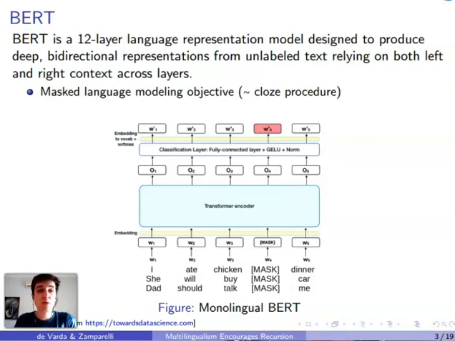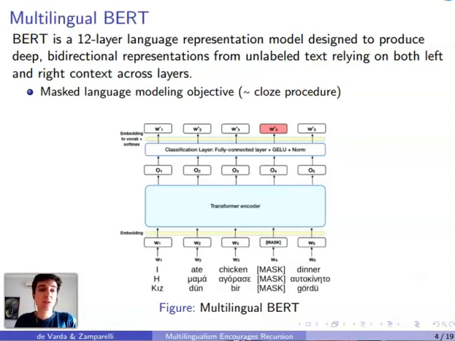It is trained through a masked language modeling objective, which is analogous to what in experimental psychology is called a cloze procedure. Multilingual BERT is identical under every aspect with respect to monolingual BERT, with the only exception that it has been trained not only on one single language, but in 104 languages.